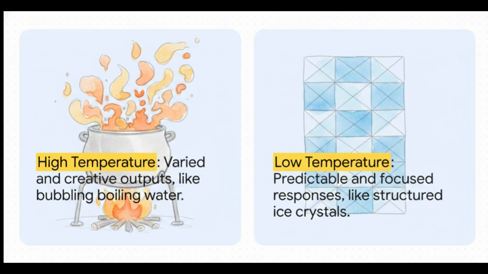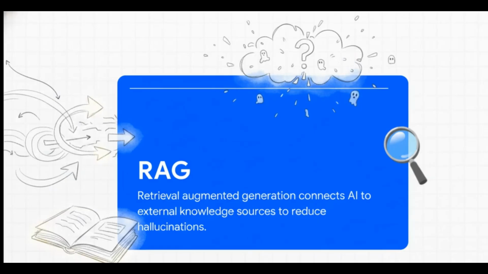is an absolute superpower. Now, because AI models have a hard knowledge cutoff date based on exactly when they were trained, they can sometimes suffer from hallucinations. This is when the AI confidently makes something up that sounds completely plausible, but is just factually wrong. To fix this, we use retrieval augmented generation, or RAG for short.